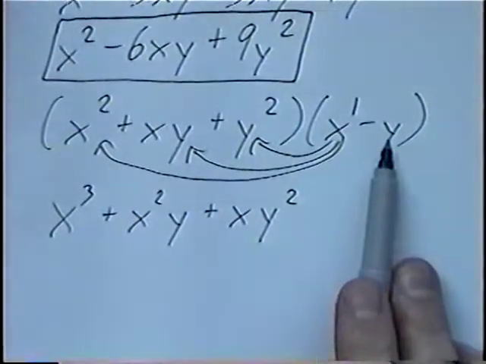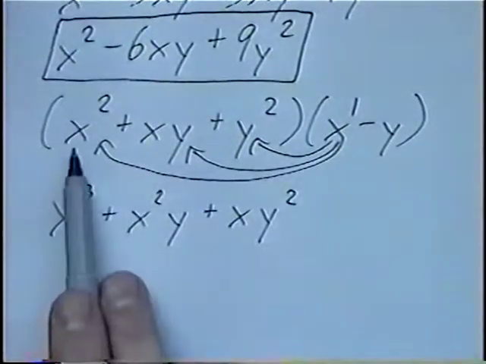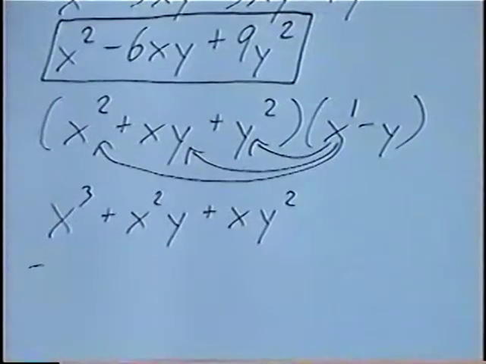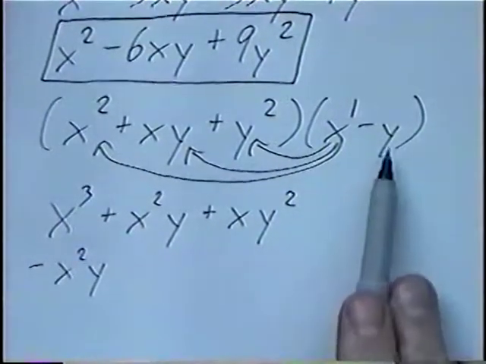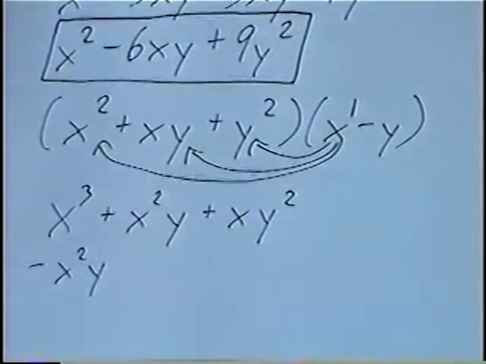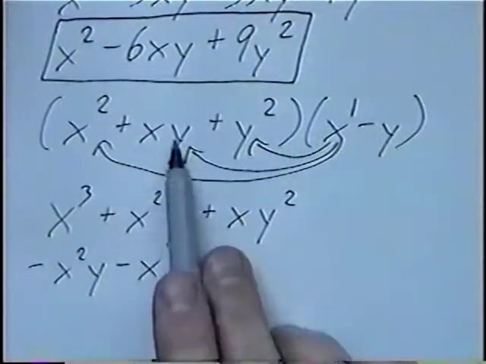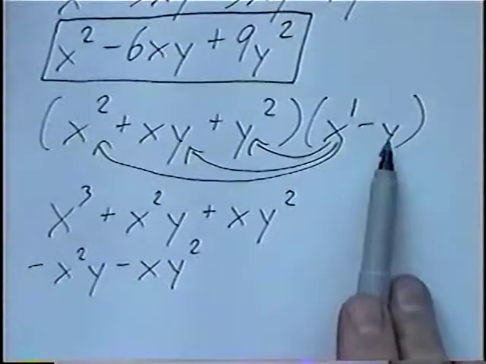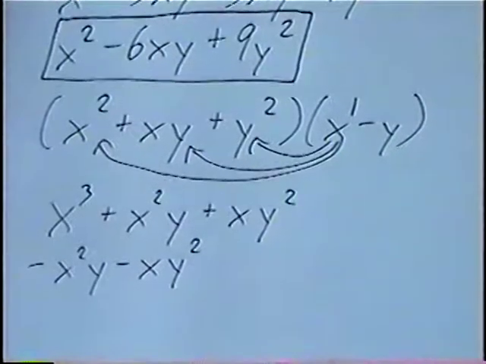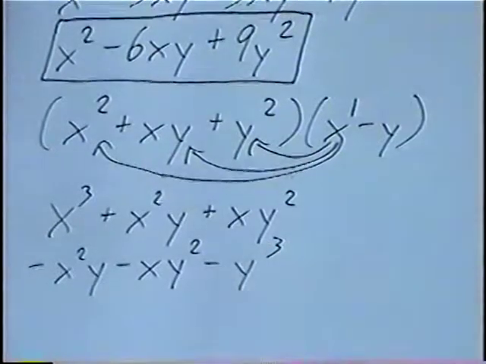For the second part, we'll multiply negative y times each of the three terms. Negative y times x squared would be minus x squared y. Multiply negative y times xy, we'll have negative x, and y times y will be y squared. And multiplying a negative y times a y squared, we'll have negative y to the third power.